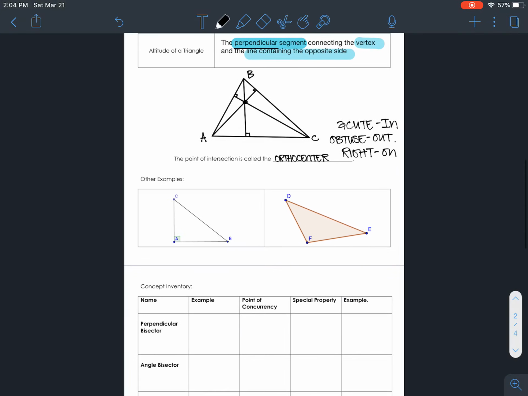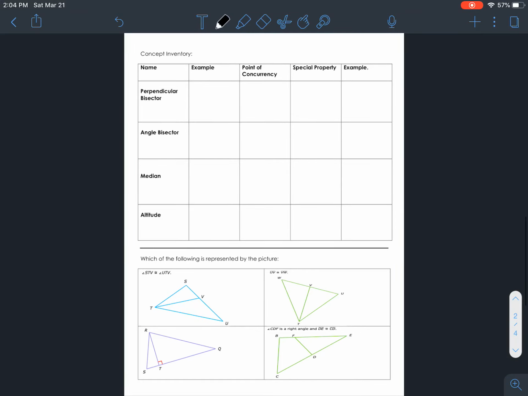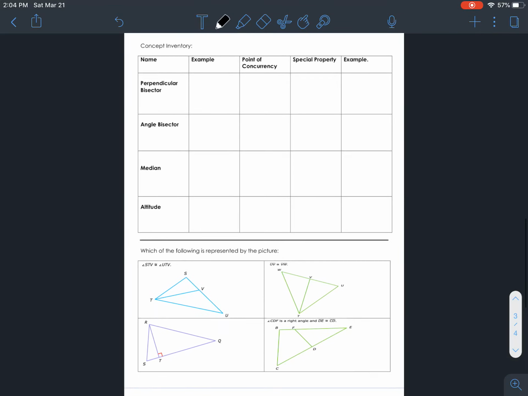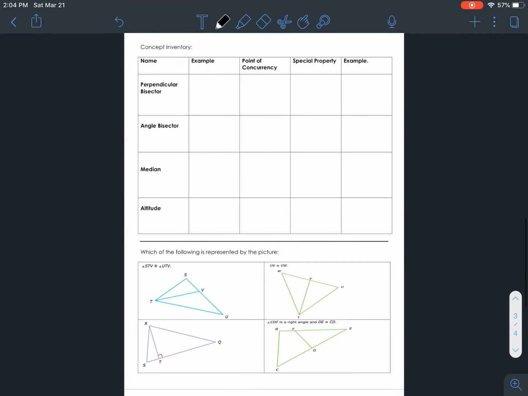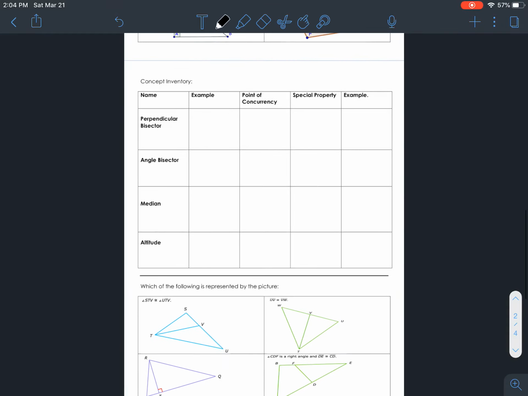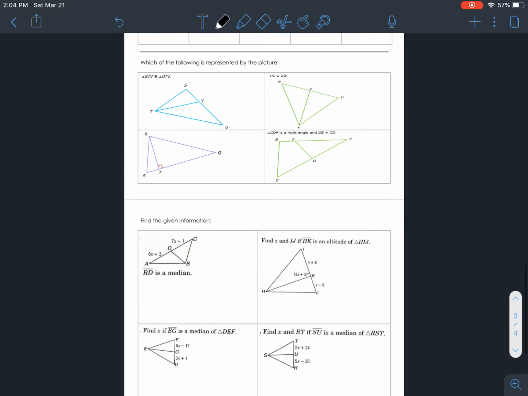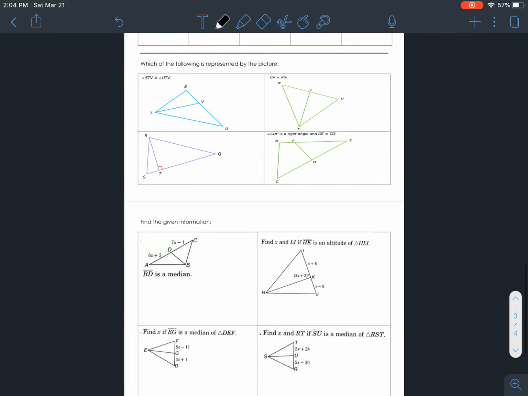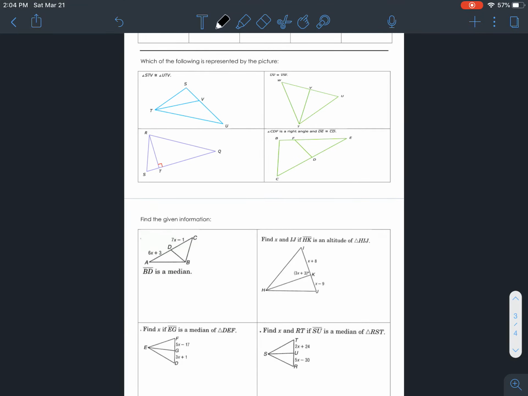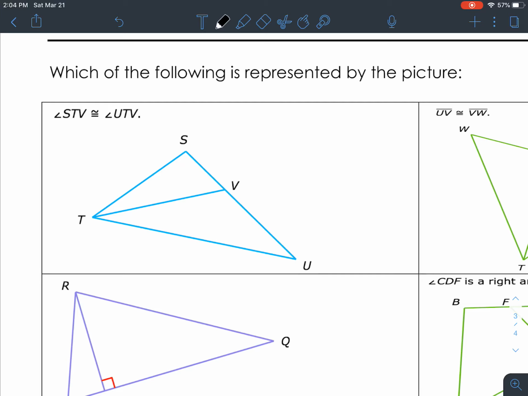All right, so we're actually going to skip over this next part, this concept inventory. Rather than us going through it right now, I'm going to post my filled-in example of this online, so look for that. It's a really great way to study your vocab. So we are going to do some of the application questions. This question is asking us to decide which of the following special segments is represented in this picture.